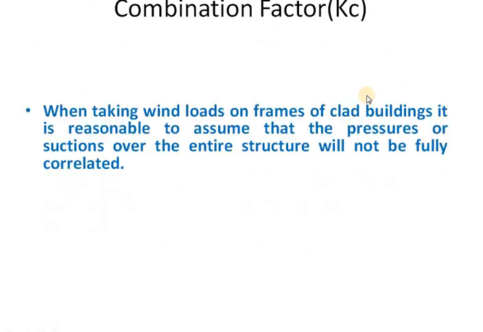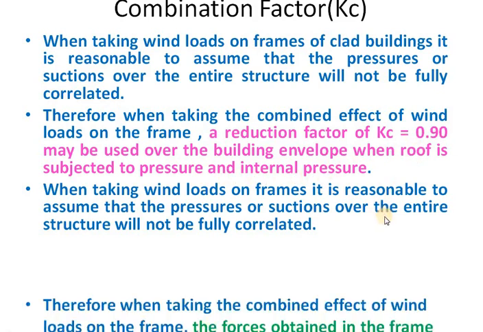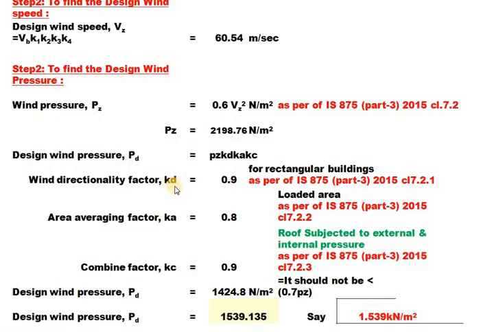Next, KC, combination factor. So the roof is subjected to both internal and external pressure, so we have to consider KC 0.9. KD 0.9 for rectangular buildings, loaded area more than 100 so 0.8, and roof subjected to external and internal pressure so KC 0.9. So substituting all in this equation, the design wind pressure comes to 1424.8 Newton per meter squared.